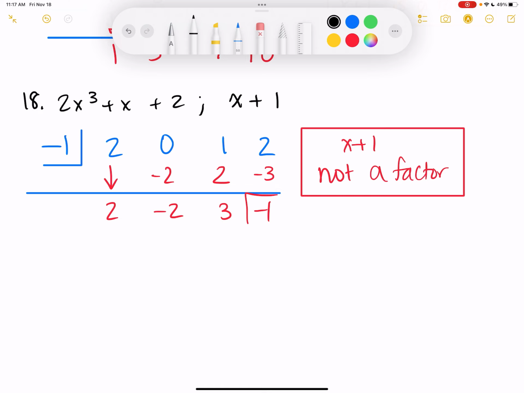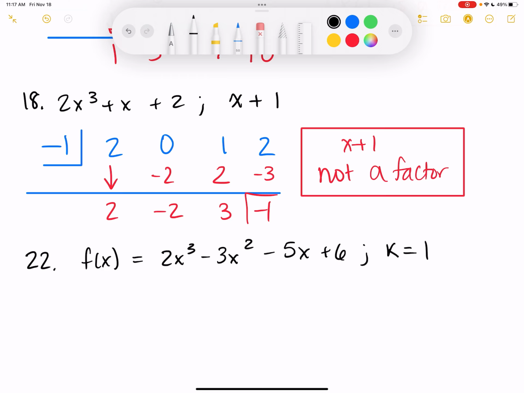So number 22, f of x equals 2x cubed minus 3x squared minus 5x plus 6, and we're told that k is equal to 1. So when it's written like that, we just copy it over. So 1 in the box. 2, -3, -5, and 6.